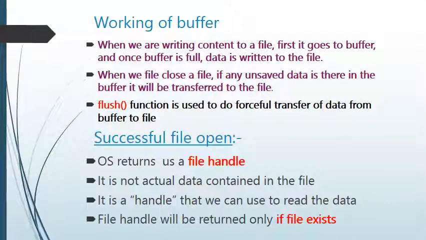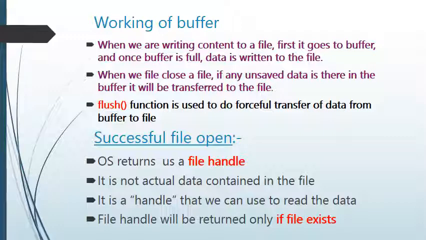Now, we are going to see the working of a buffer. I have already told you, when we want to write content to a file, first the data goes to a buffer. Once the buffer is full, the data is written onto your file. When we are going to close the file, sometimes unsaved data might be there in the buffer. It also will be transferred to your file. Using the flush function, you can forcefully transfer the content of the buffer to the file.